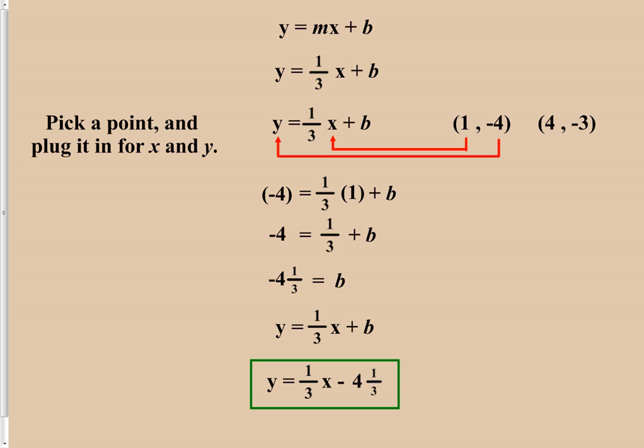We have 2 points. We're going to select one that we like, and plug into the equation using the x and the y from one of the points. So we selected the point (1, -4) in class, and we plugged it in for x and y. What that did was leave us an equation that only had a b variable in it. When we solved the equation for b, that allowed us to get a value for b, and we could plug in, and our equation was complete.